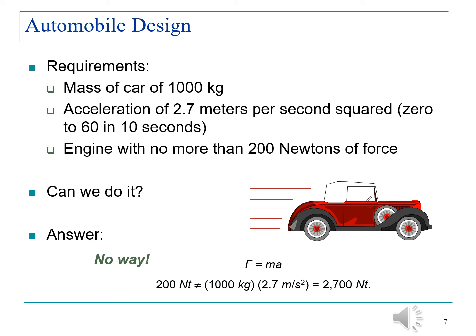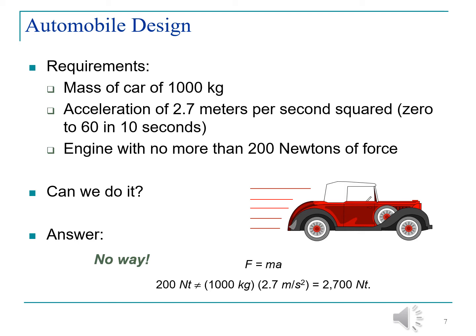So for example, we can use science to answer questions like this one. If you have a requirement that asks you to produce a car with a mass of 1,000 kilograms that can have an acceleration of 2.7 meters per second squared, which will take the car from 0 to 60 in 10 seconds, and it's also required that you use an engine with no more than 200 newtons of force, the question is, can you do it?